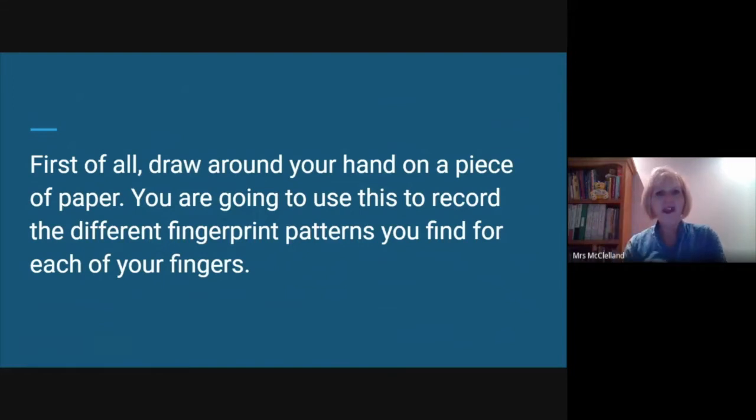So now we've got a picture of your hand and we can try and identify what each of your fingers' patterns is. So we've got our thumb, we've got our fore or index finger, you've got your middle finger, the tall one, and you've got your ring finger, and then you've got your pinky, the little one at the end.